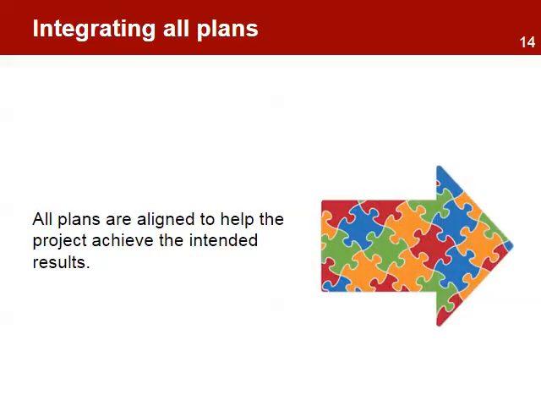All plans need to be integrated. That means that the results matrix, the work plan, monitoring and evaluation plan, and other plans developed to manage the project are all interconnected and integrated. They are not independent plans. This is an important element of results-based management. All plans are aligned to help the project achieve the intended results.